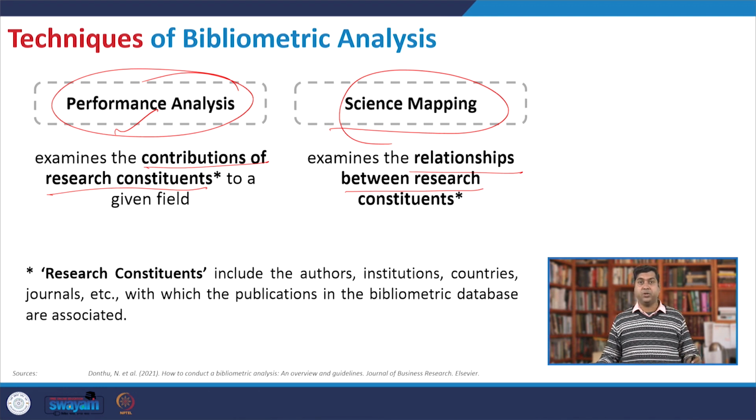It is a new terminology for you. So, let us understand: the research constituent includes all the components that I have just mentioned. It may be authors, it may be institutions, it may be countries, it may be journals, or it may be anything, some parameters that you discuss or decide, you can put into it.